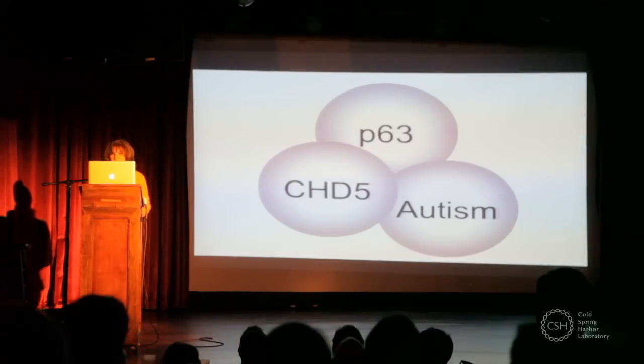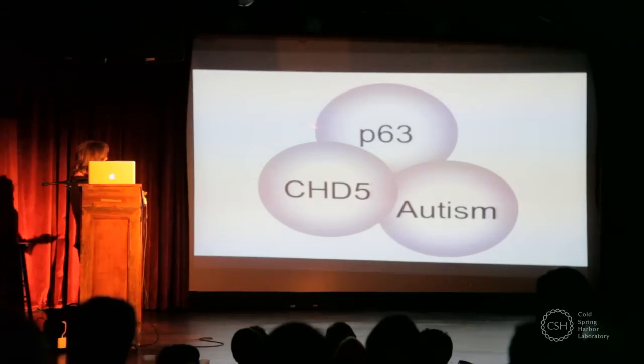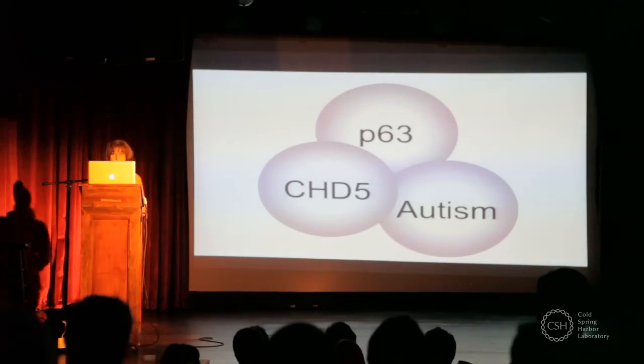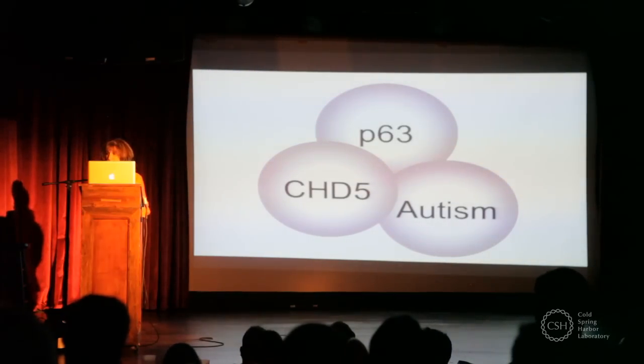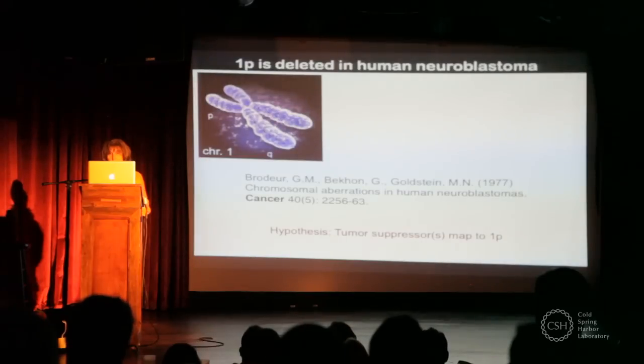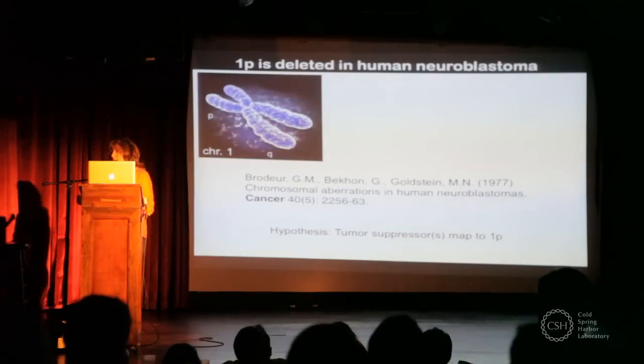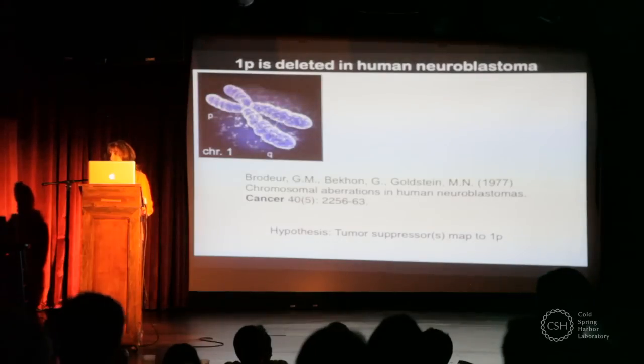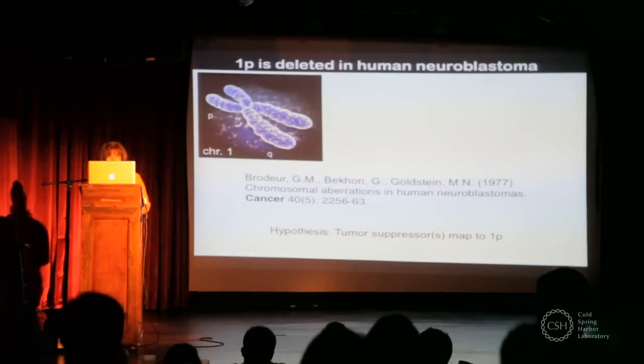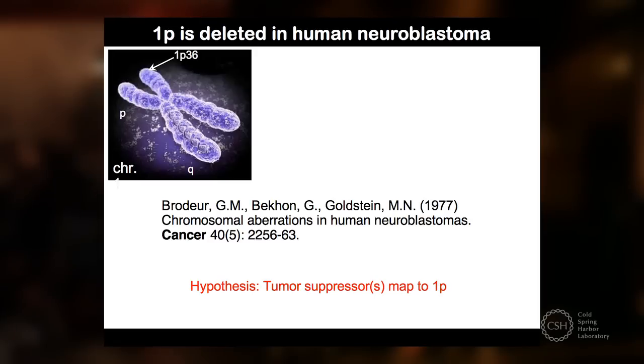So that's one thing we've worked on, and CHD5 is another quite exciting project. This is more recent than the p63 work. And what was found really goes back a number of years, over 30 years, when this guy, Garrett Brodeur, described a deletion on the short arm, the P arm, of human chromosome 1. And this was in neuroblastoma.